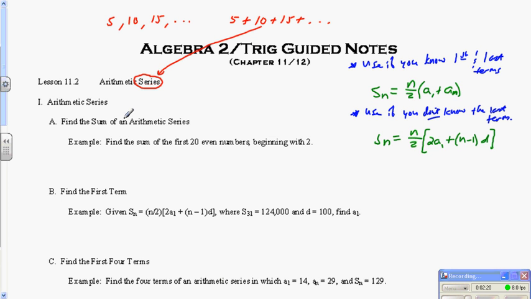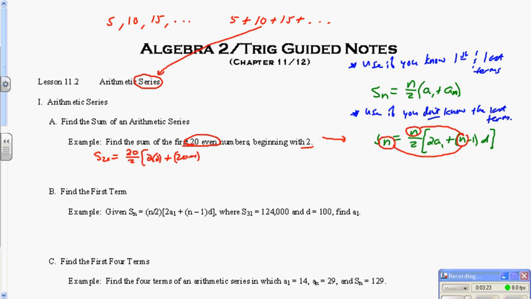Alright, so find the sum of the arithmetic series. Find the sum of the first 20 even numbers beginning with 2. Well, we have 2, but not the last term, so that lends itself to the second one here. So the sum of 20 terms, 20 even numbers, so you have 20, divide by 2, 2 times the first one, which happens to be 2, plus, and here's where our n is the same as our n here, and that's 20 minus 1 times d.